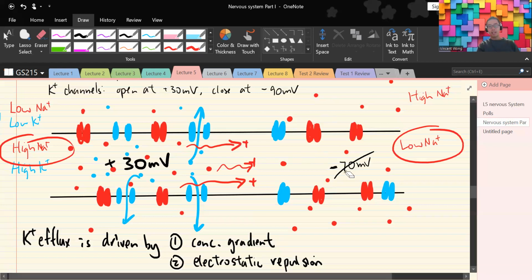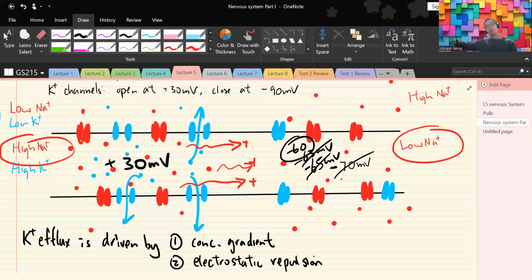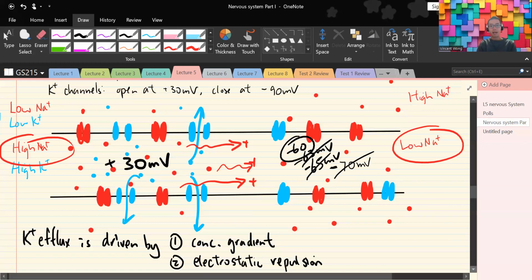We are at -70, and then with more sodium coming in, it might go to -65, and then -63, and eventually it will hit -60, which would cause the sodium channels to open, and then this next section will experience the exact same thing that just happened in the previous section. And then more sodium will move forward, and that's how the signal gets passed down.